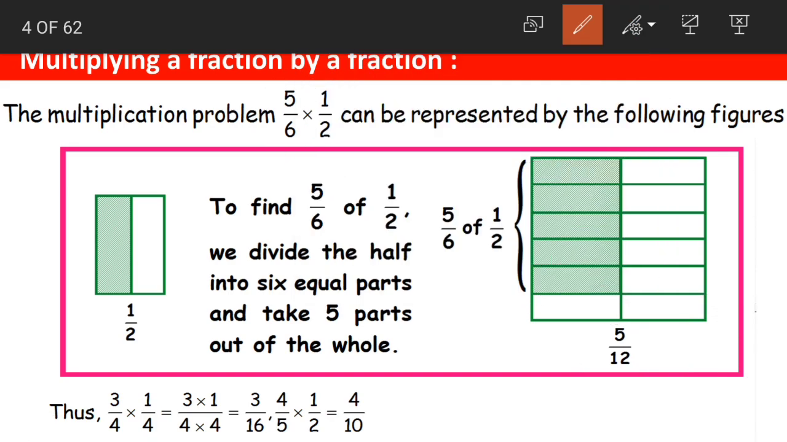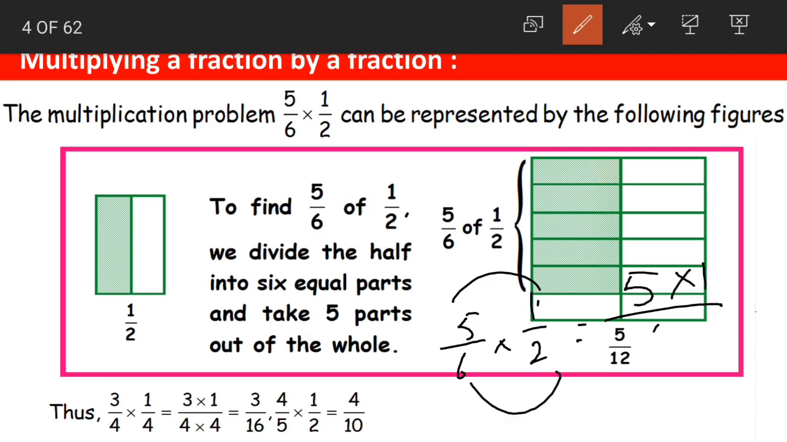Simply we can go for multiplying 5 by 6 into 1 by 2. Now how to do it? Multiply the numerators, 5 into 1, divided by, multiply the denominators, 6 into 2. 5 ones are 5 divided by 6 twos are 12. Yes, students, 5 by 12.